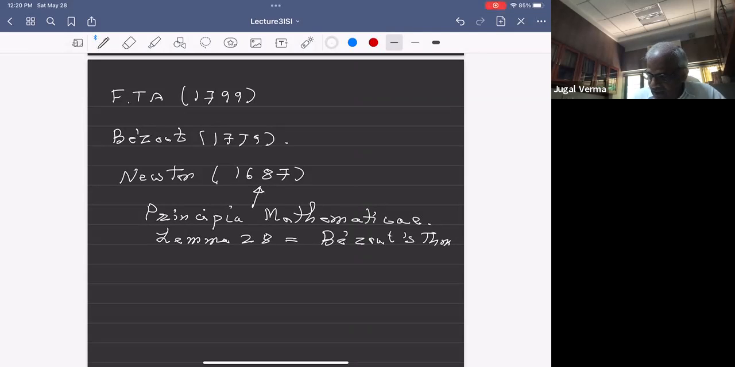And why was he interested in finding intersections? Newton was interested in planetary orbits. If you take planetary orbits, they are elliptic. Okay, they are all elliptic orbits. And he wanted to know whether planets will actually collide sometime.